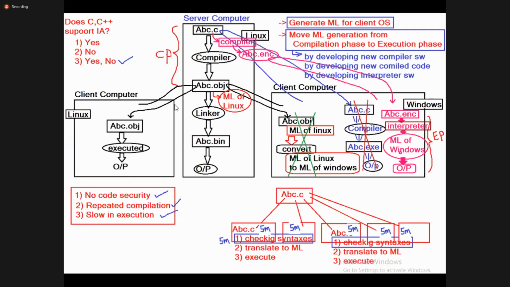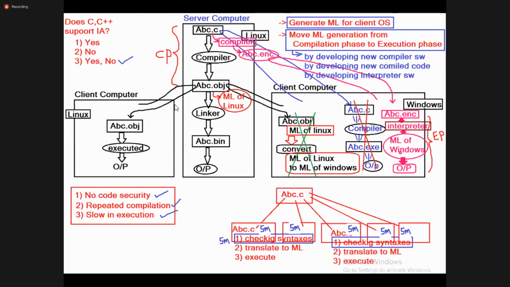To achieve platform independency, we have to move machine language generation from the compilation phase to the execution phase. In order to do that, I need to convert the source code into one intermediate language. Then we hand that intermediate language over to the client. Then the client will convert it to the machine language of the current OS and get the output. The next immediate question the interviewer may ask: why did you translate to intermediate code? Why don't you give the source code directly?